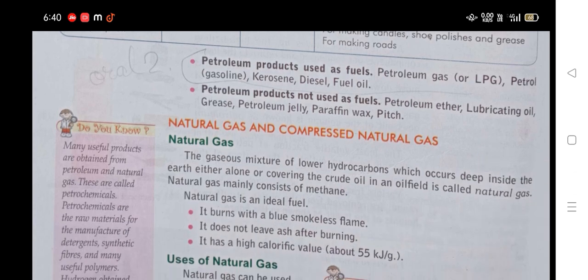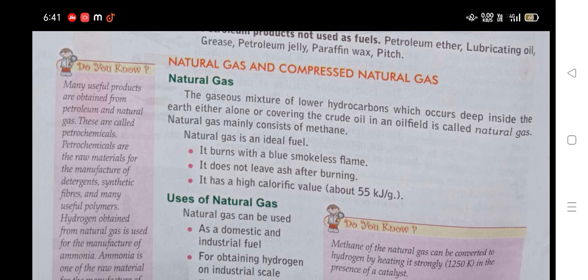Natural gas and compressed natural gas. Natural gas. The gaseous mixture of lower hydrocarbons which occurs deep inside the earth, either alone or covering the crude oil in an oil field, is called natural gas. Natural gas mainly consists of methane.